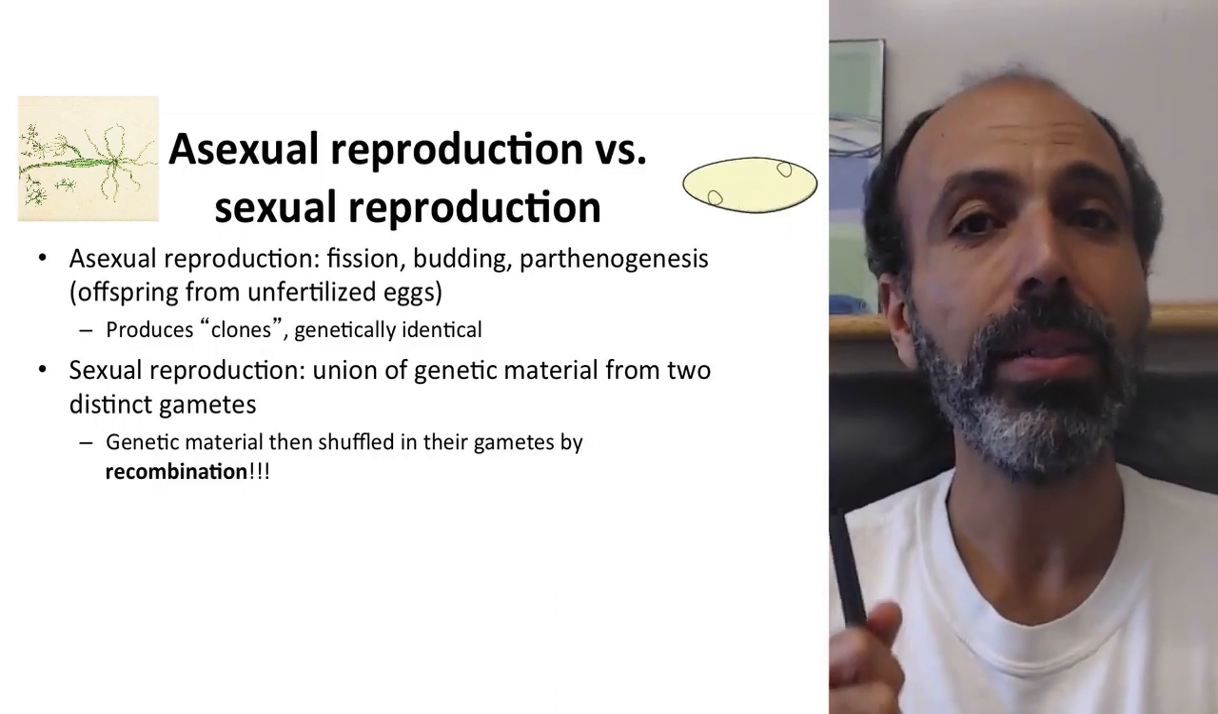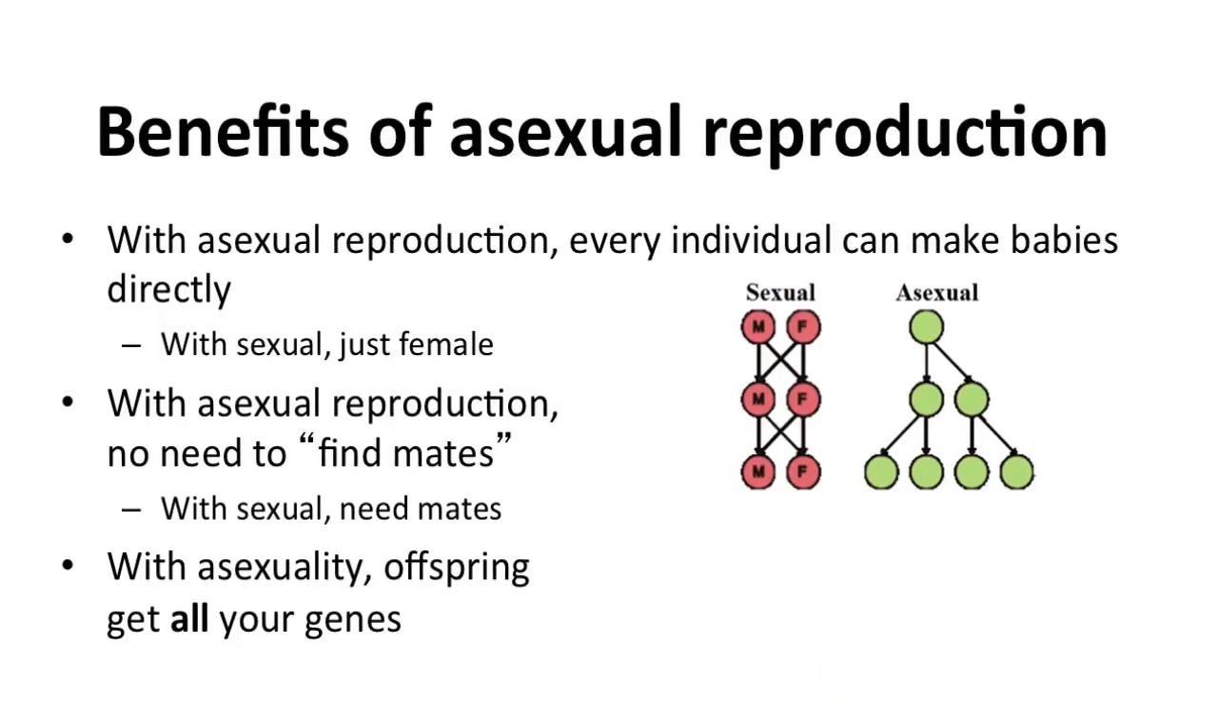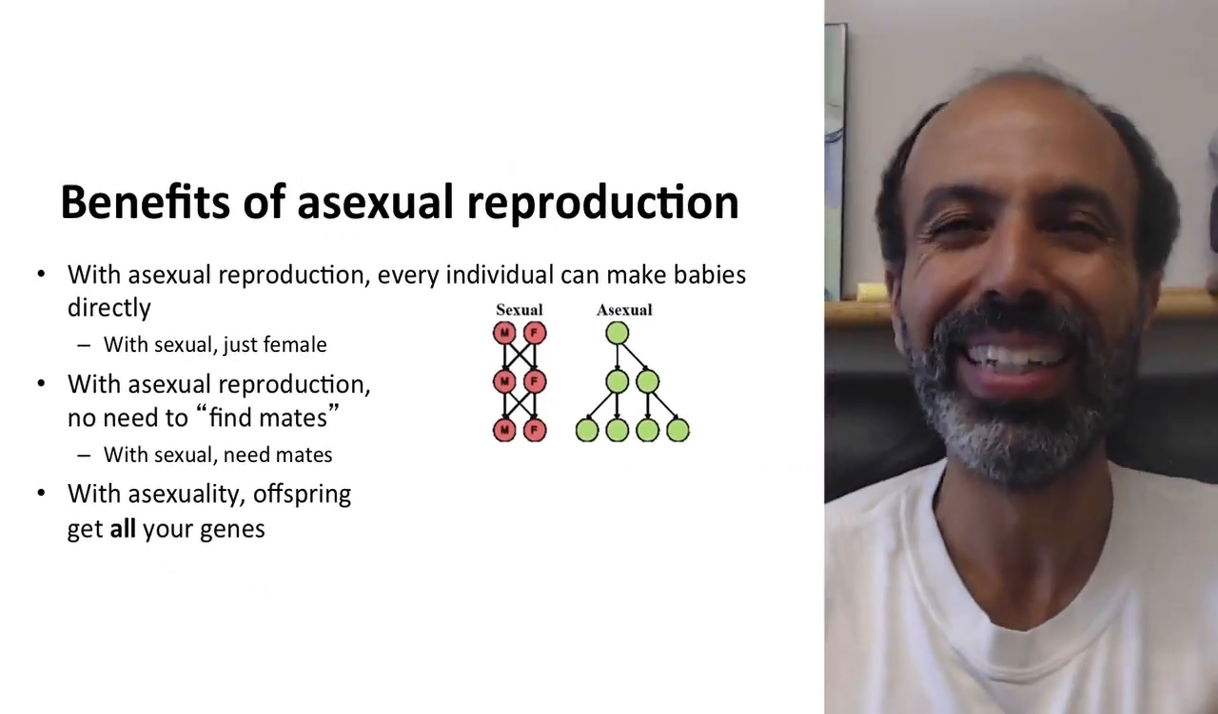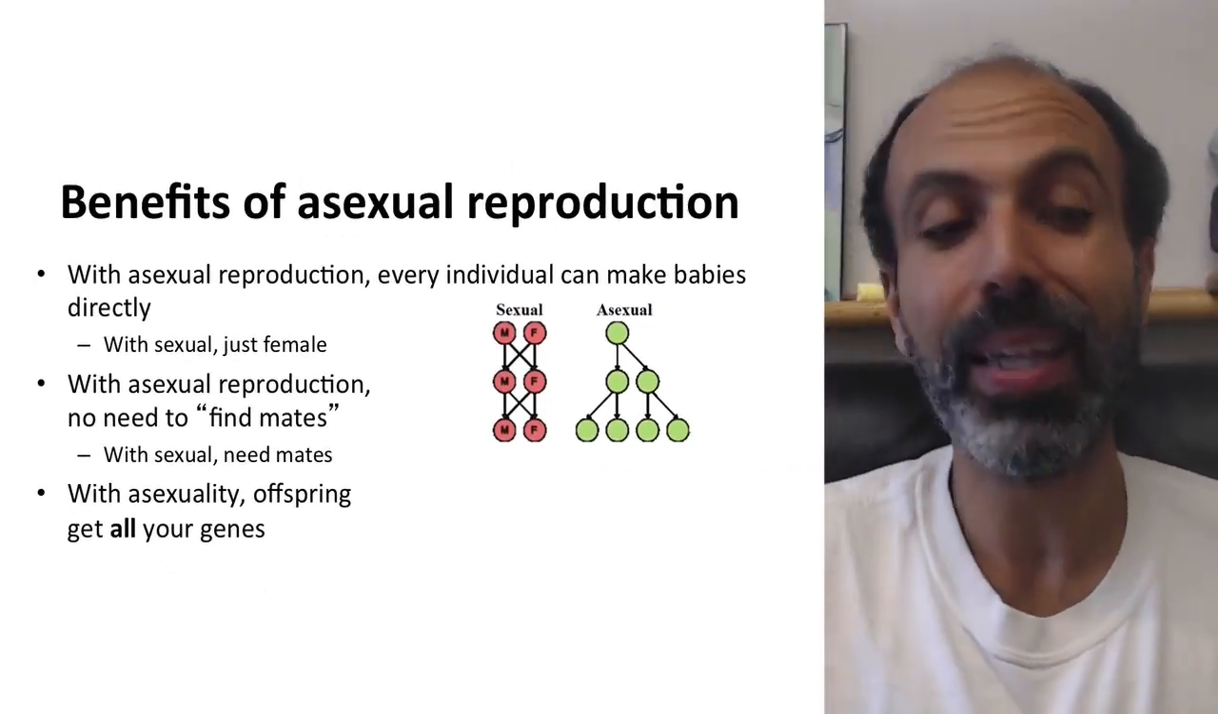Now, you may not know this, but there are several benefits to asexual reproduction. Well, first, with asexual reproduction, every individual can make babies directly. So, in contrast with sexual reproduction, as we humans do, if you're a male, you need to find a female in order to produce offspring. With asexual reproduction, anybody can just bud off a baby. So, this is potentially a good thing.